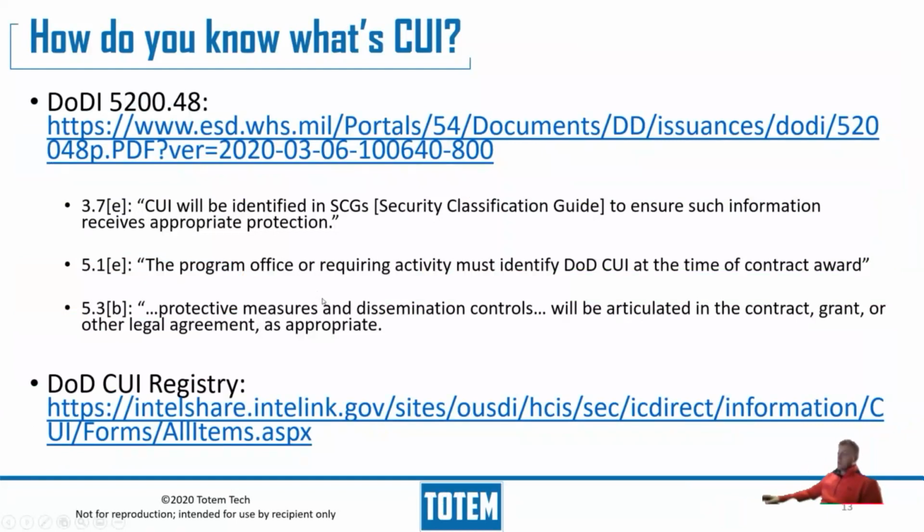So a question that we get all the time from our clients is, how do you know what is CUI? So here in this DODI 5200.48, this is where the DoD calls out specifically how you can know what is CUI and their process and their rules for determining what is CUI. So you'll see in this 3.7, it says that CUI will be identified in security classification guides, or SCGs. So the government is to tell you what is CUI and what is not CUI. So this isn't always perfect, I know.